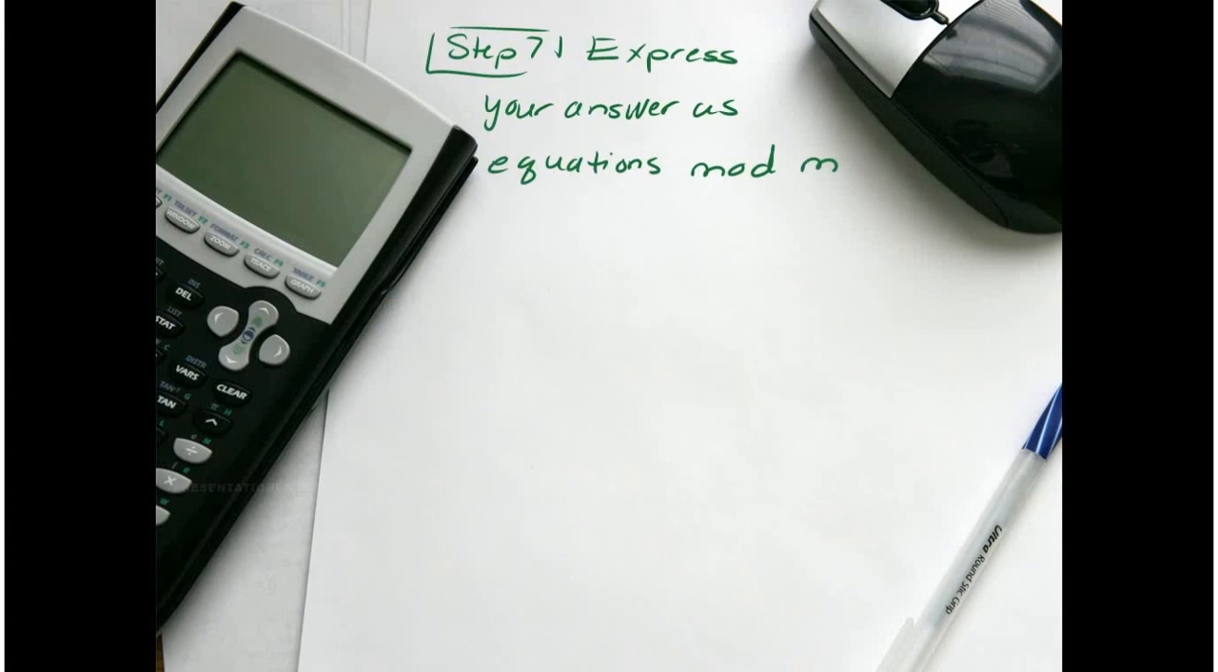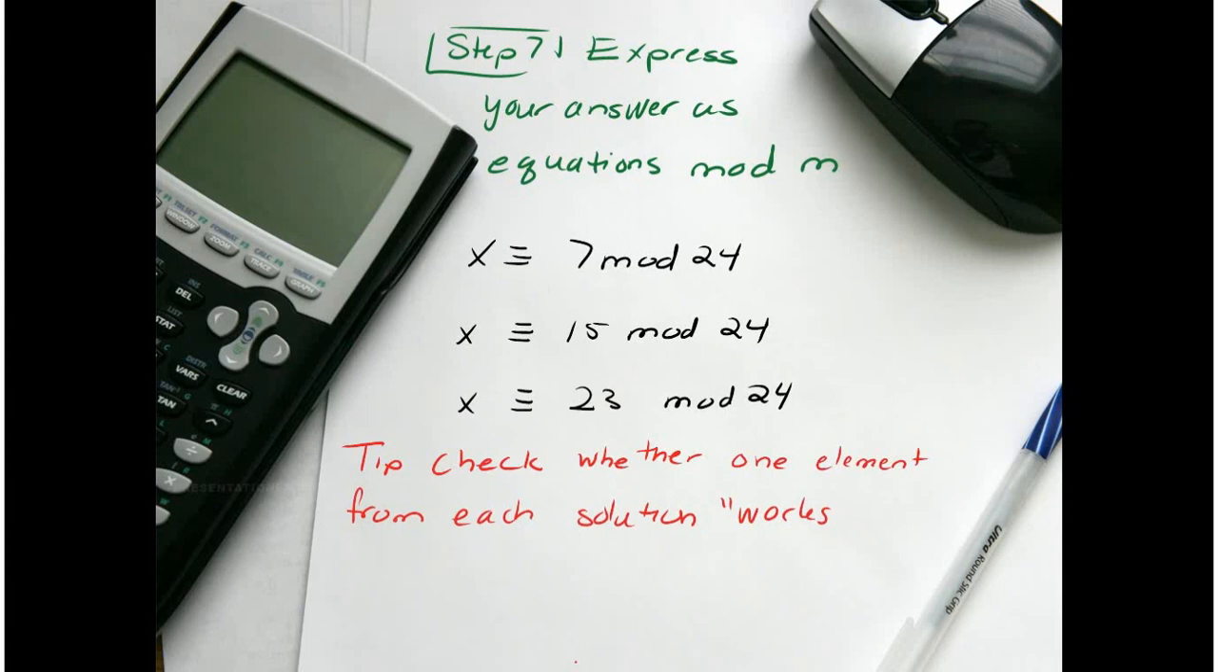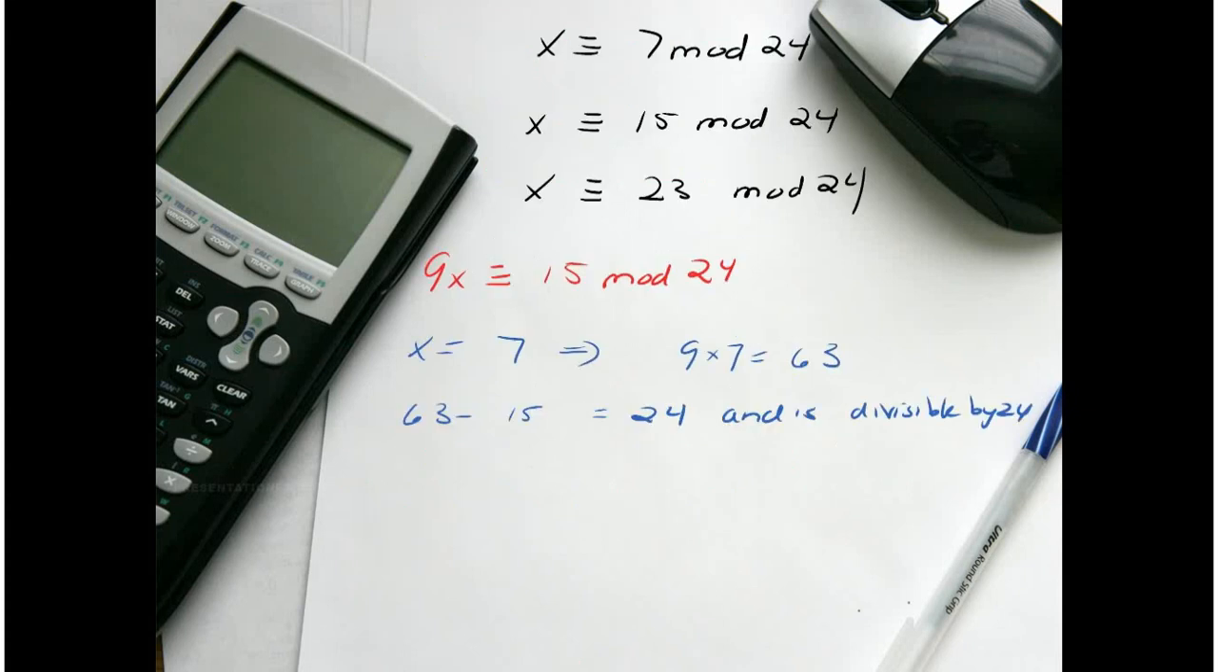So now the next step is to take my answers that I found in step 6 and express them as equations mod m. M in this case was 24. So I take the 7, the 15, and 23, mod 24. One tip is at this step, we can check whether one element from each of these solutions actually works. So the original equation was 9x is congruent to 15 mod 24. That's what I was trying to solve.